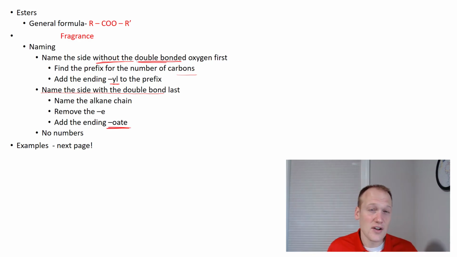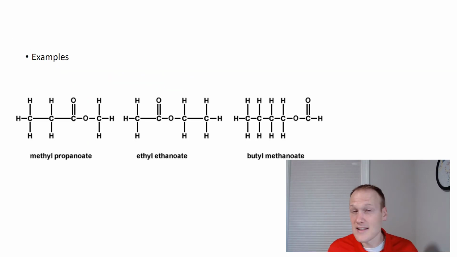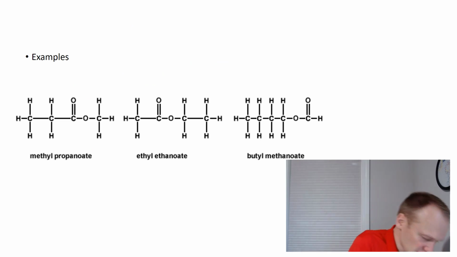So with esters, you're actually going to use 2 prefixes, one for the side without the double bonded oxygen and one for the side with it. And that's exactly what they've done here with these examples. You can see here that this is the side without the double bonded oxygen, and there's only one carbon. So we have methyl, and we put YL at the end. So this is methyl right here.